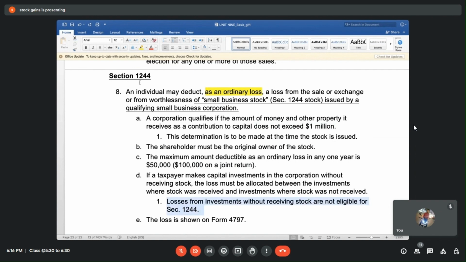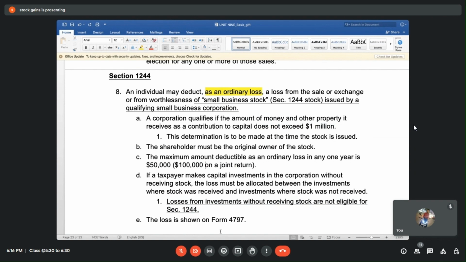There has to be some underlying investment there. And the loss has to be allocated between investment where a stock was received and where stock was not received. So if the loss is like $100,000, we have to see how much is applicable for convertible debts and how much is applicable for, say, preference shares, if the person is holding that. And on preference shares, say the ratio comes to 30,000 of the loss going to preference shares, then only on that do you get section 1244 benefit.